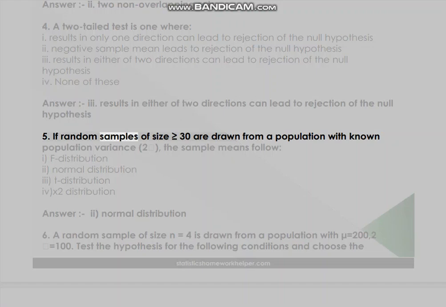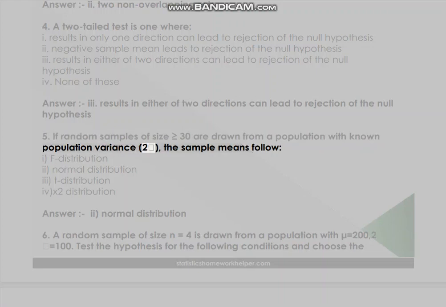5. If random samples of size greater than or equal to 30 are drawn from a population with known population variance σ², the sample means follow: 1. F distribution, 2. Normal distribution, 3. T distribution, 4. Chi-square distribution. Answer: 2. Normal distribution.